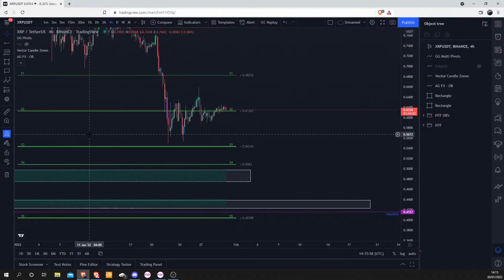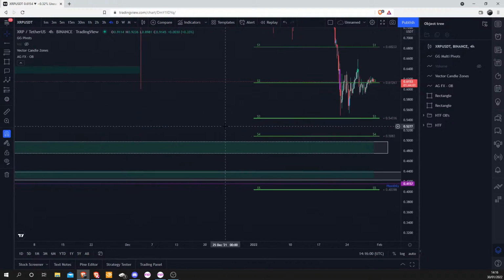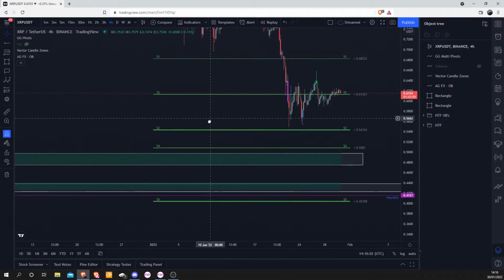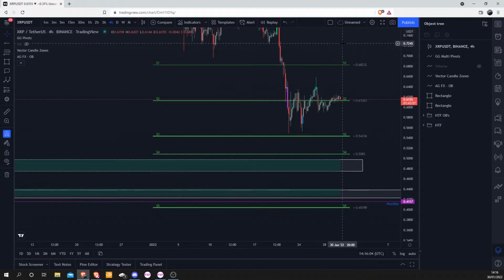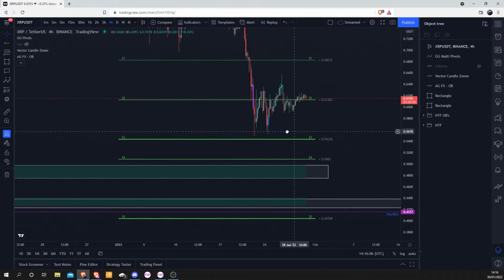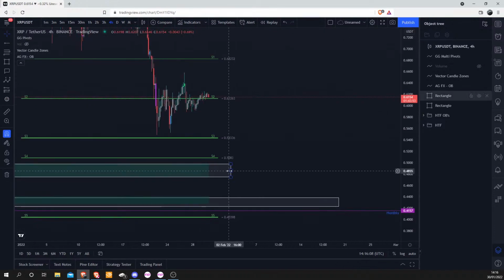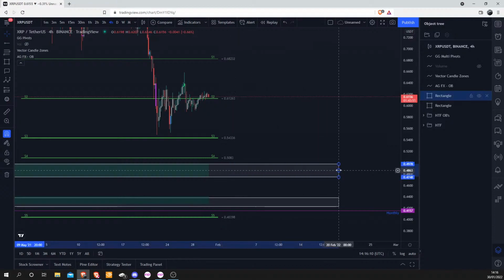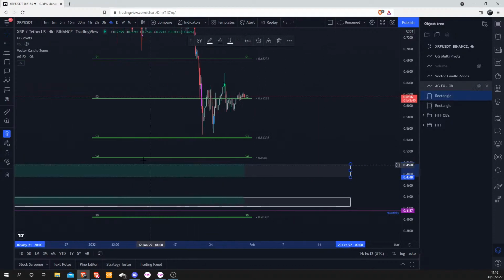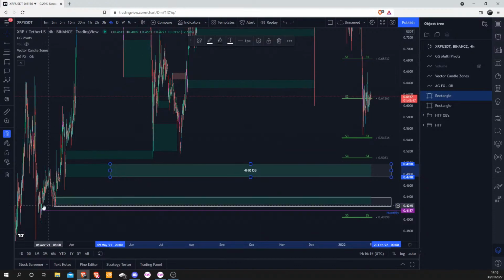These 4 hour order blocks are massive. So when Tuesday comes and we get some new monthly pivots, I'll be interested to see which of the support levels align with these order blocks below. You can see we've got a daily and a 4 hour there. This level's so big.